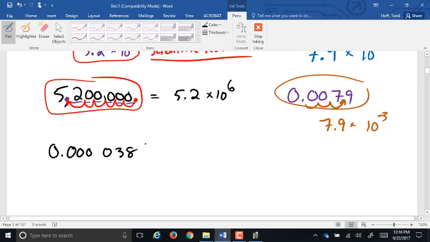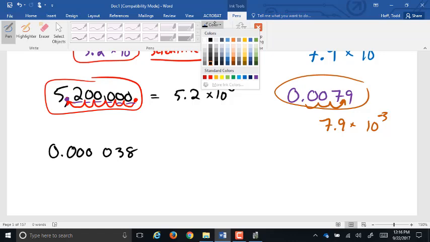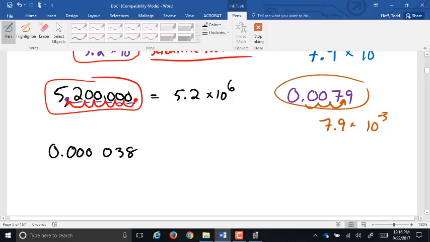So for this one, 0.000038. Well, we want the decimal point to be where? Between the 3 and the 8, so 3.8 times 10 to the what power? Yeah, it's got to go 1, 2, 3, 4, 5 spots. So negative 5 because that's a small number.